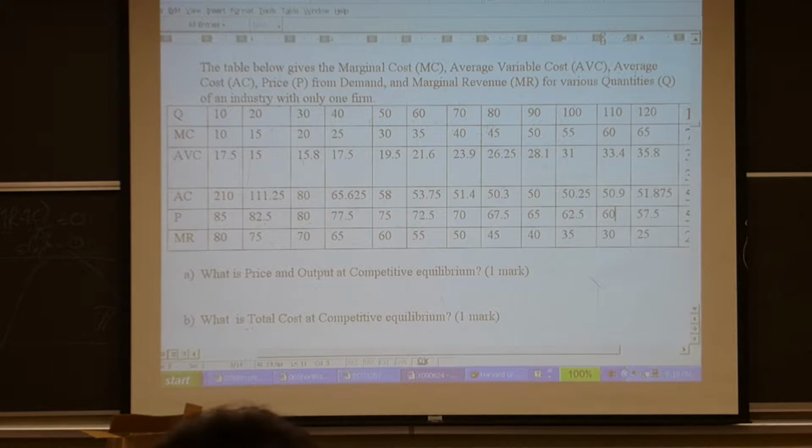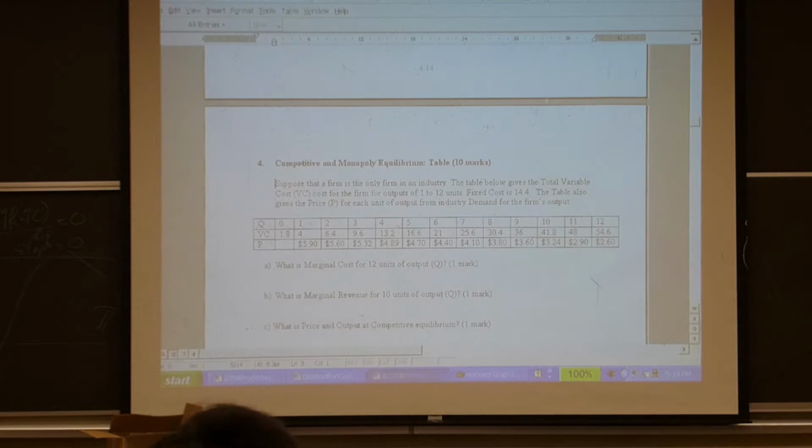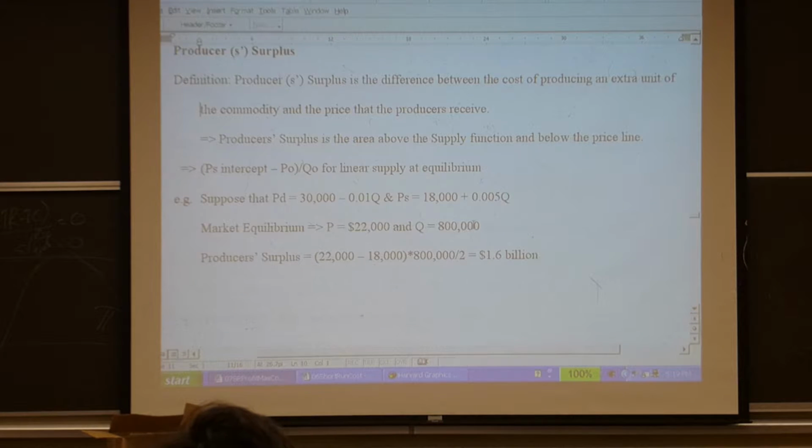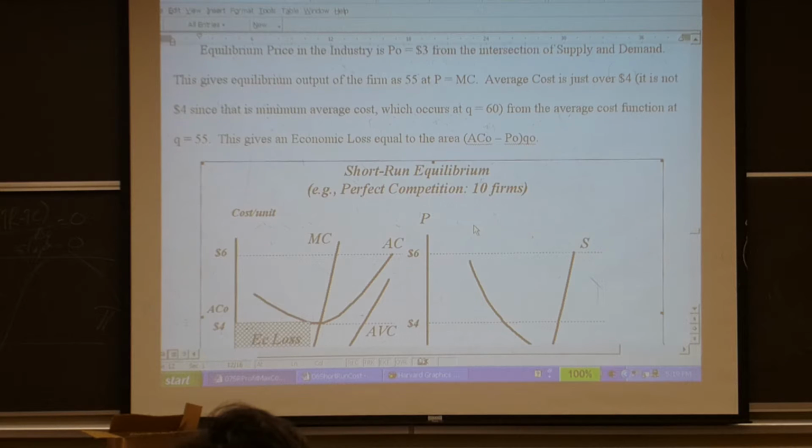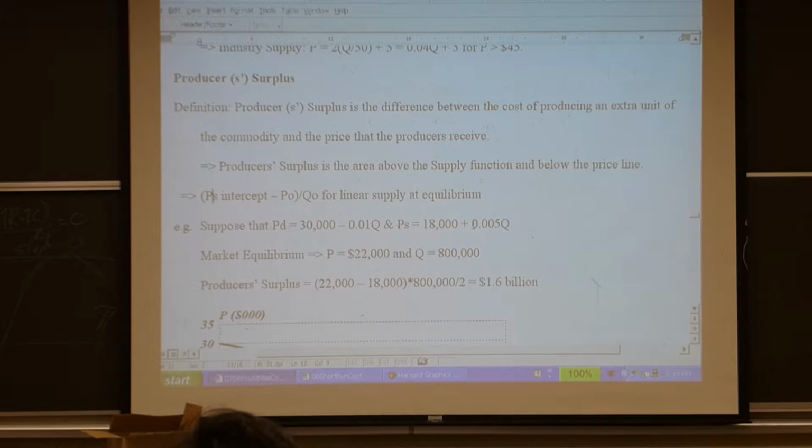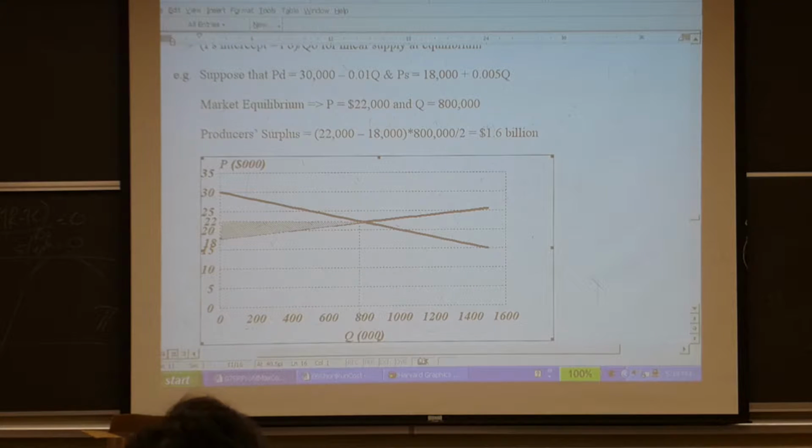Now then, where were we? This is a little bit harder. We'll leave producer surplus for the moment. Oh yeah, producer surplus, by the way, is simply the difference between the cost of producing an extra unit of the commodity and the price that producers receive. It's the difference between the market price and the marginal cost. So producer surplus would be this area. Here's consumer surplus. This is producer surplus. It represents, by the way, the operating cost of the firm.